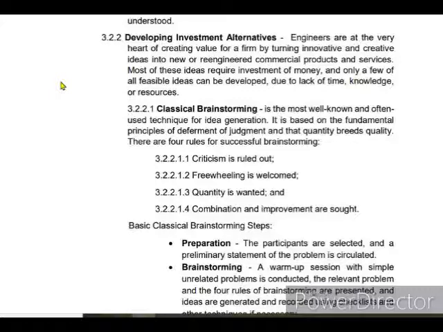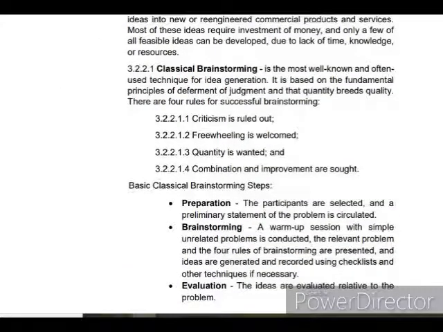Okay. Next, classical brainstorming is the most well-known and often used technique for idea generation. It is based on the fundamental principles of deferment of judgment and that quantity breeds quality. So there are 4 rules for successful brainstorming. So brainstorming is about making new ideas, okay, or generating ideas. First, criticism is ruled out. So you should avoid criticism.